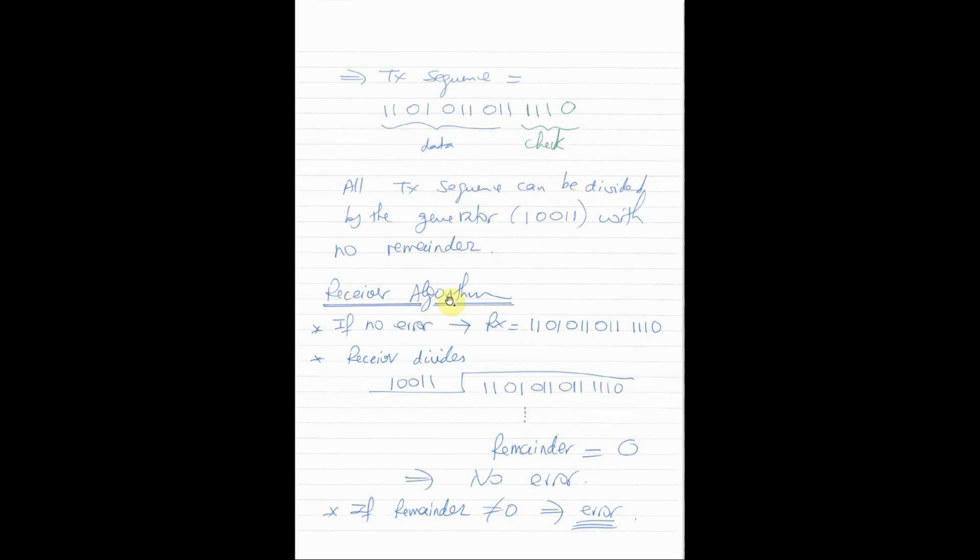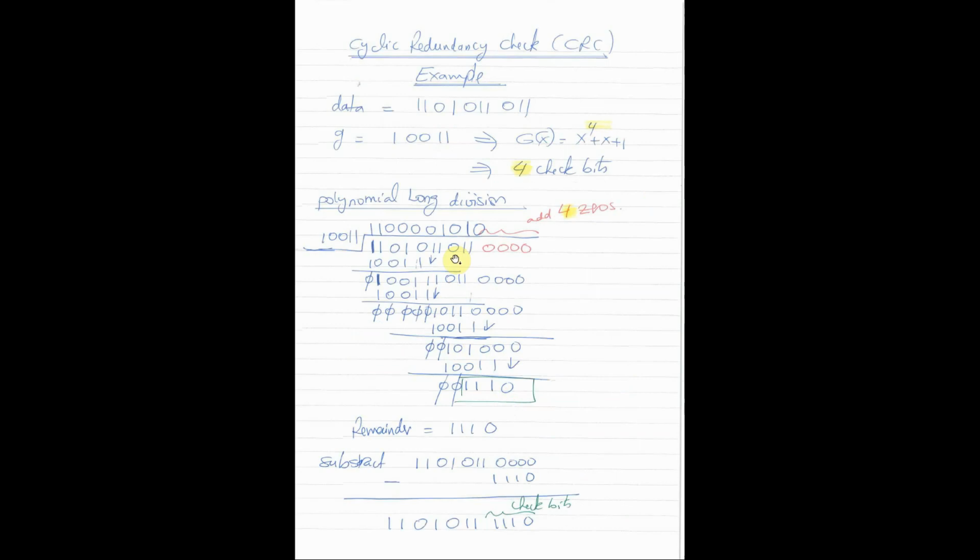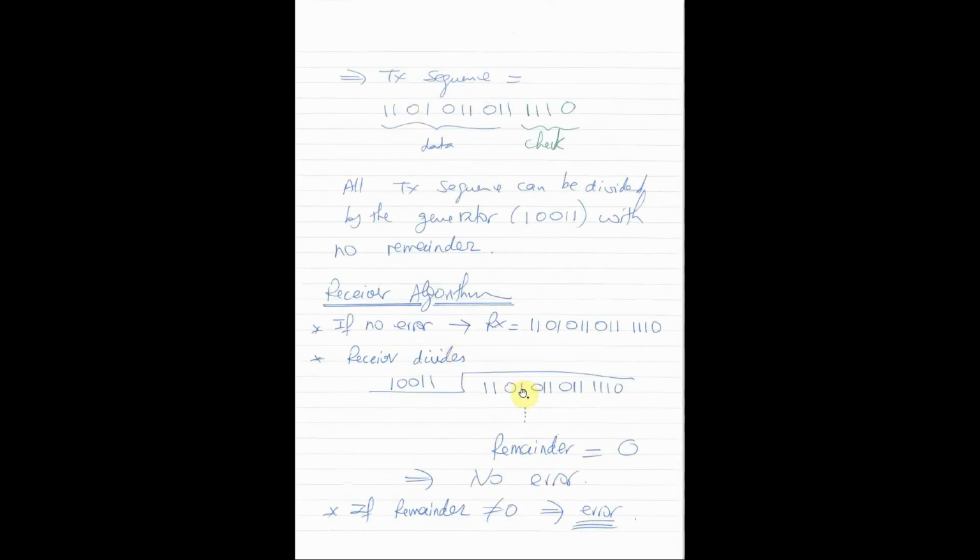So how does the receiver work? The receiver works as follows. It takes the received sequence. Of course, if the receiver receives this sequence with no error, it will receive exactly the same. So 1101, 011011, followed by the check bits 1110. If the receiver takes that sequence and divides by the same generator 10011, using exactly the same way, do it as a homework, you will find that the remainder is just equal to 0. This does not give us a remainder.